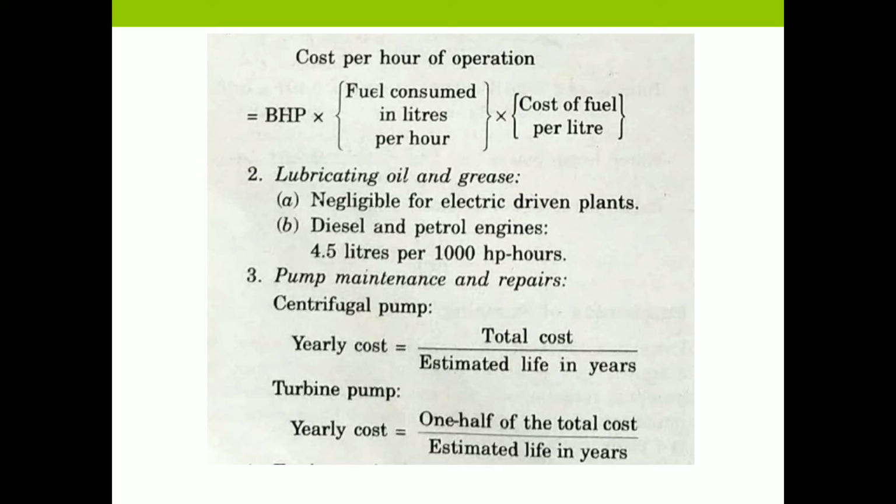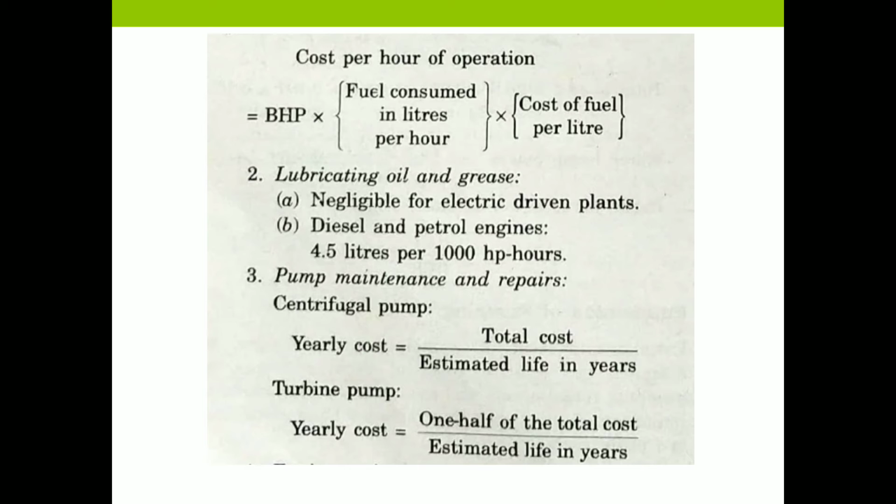So, the cost per hour of operation is equal to BHP into fuel consumed in liters per hour, multiplied by cost of fuel per liter. By using this formula, we can calculate the cost per hour of operation.